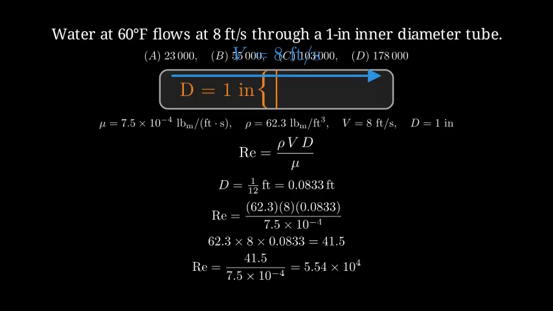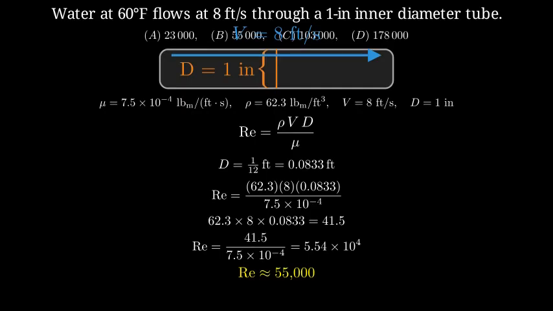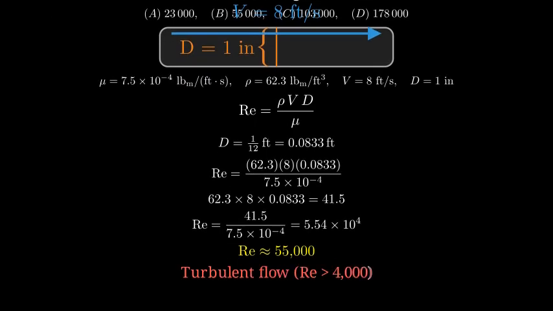41.5 divided by 7.5 times 10 to the minus 4 equals 55.4 thousand. Rounding to the nearest thousand gives about 55,000. Since this is greater than 4,000, the flow is turbulent. Therefore, the best answer is choice B, 55,000.